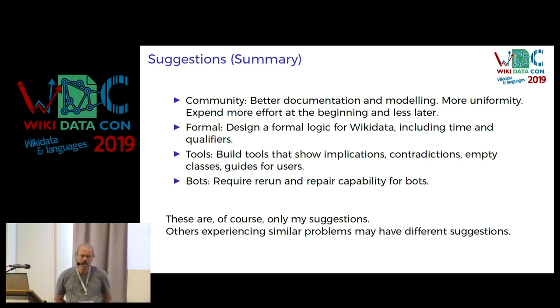The other thing, the fourth suggestion, is about bots. Bots are great. Bots have ultimate power, and as has been said, with ultimate power comes ultimate responsibility. And I don't believe that bots get very much responsibility for the things that they do. We need to be able to control the bots and figure out what they've done wrong. Essentially, once a bot makes 1,000 mistakes, we want to undo that once, as opposed to undoing that 1,000 times. Of course, as I said, these are my suggestions. Other people may have different suggestions.